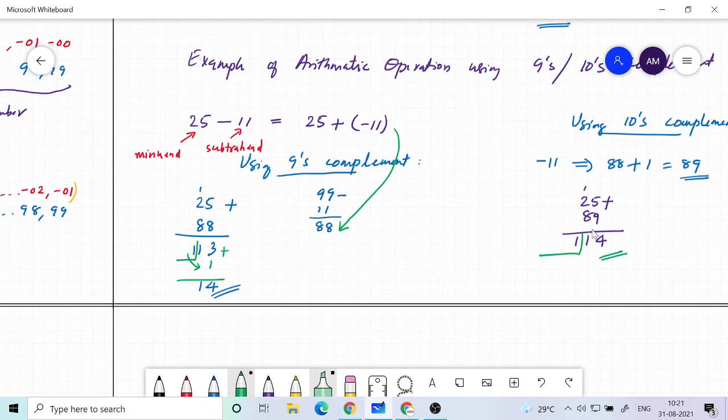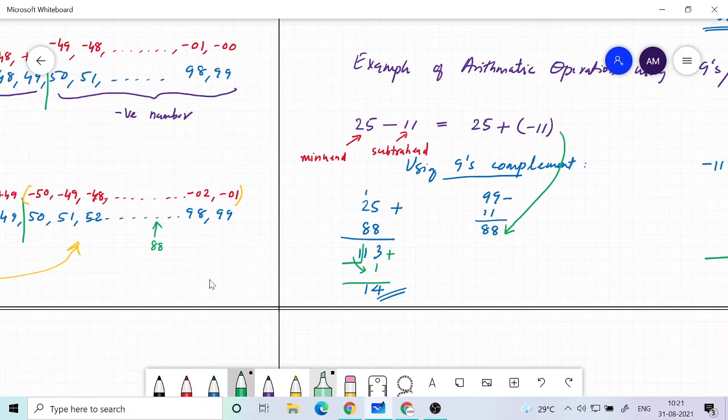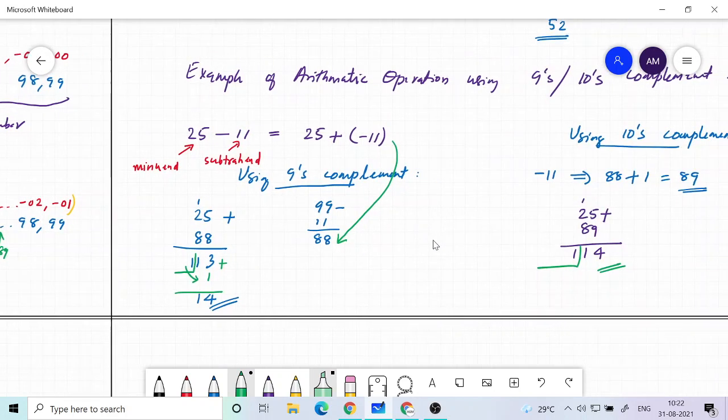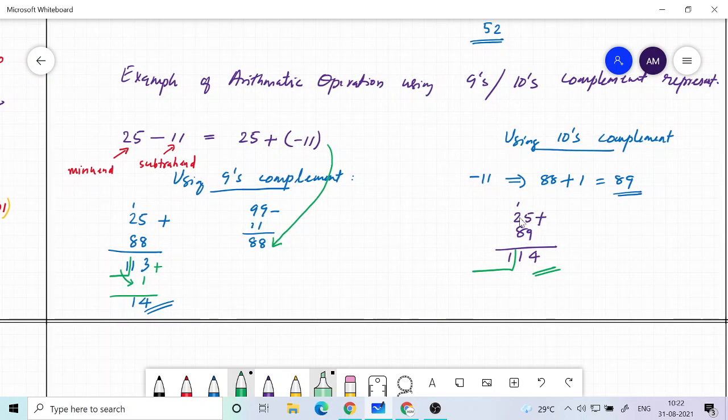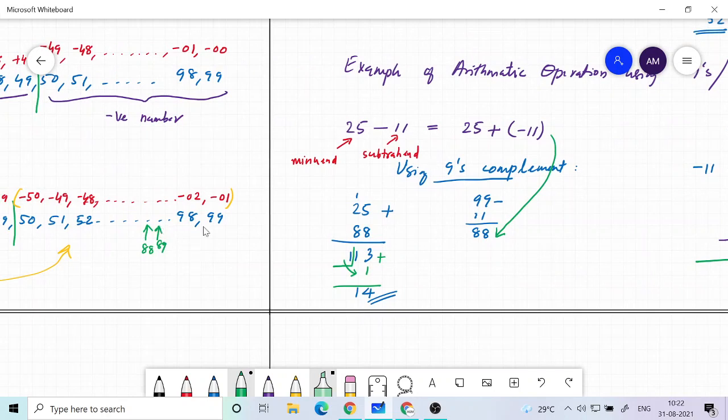Okay, so for example, discarding the carry with 10's complement, you are adding basically 89 and 25. So 89 is where? 89 is here. So if you need to add 25 to it, that's what you are doing here. To 89 you are adding 25. So you are standing at 89, adding 25.